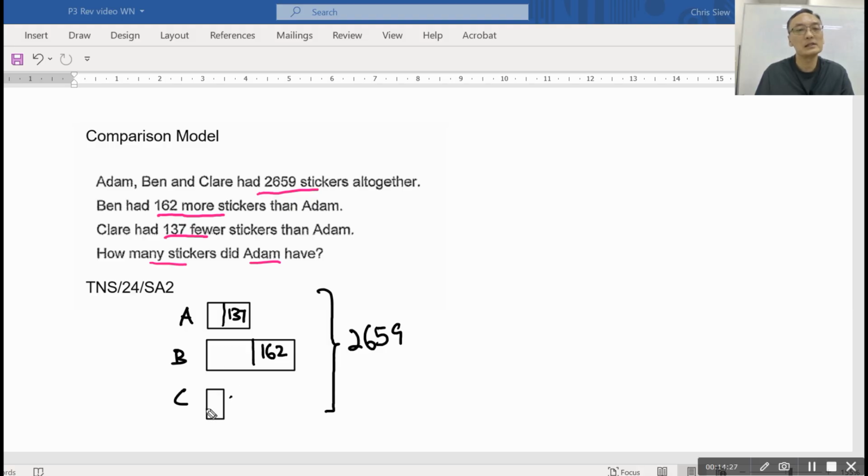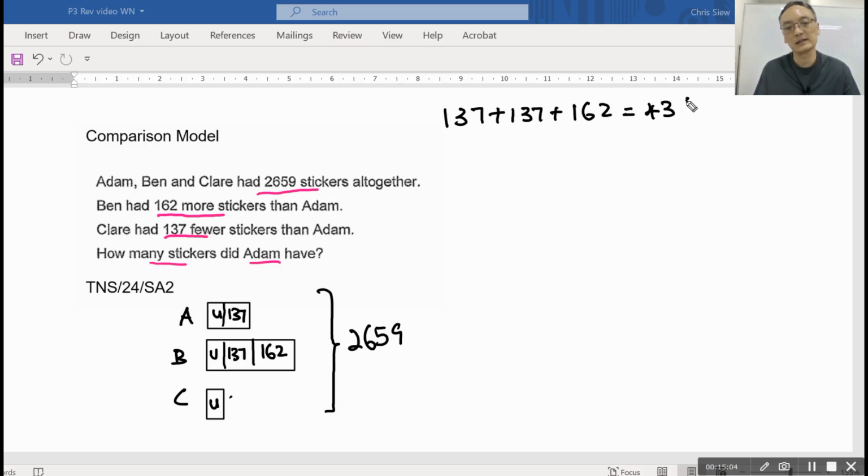Now, before we solve the question, let's add more information. Since Claire is the one with the fewest number of stickers, Claire will be 1 unit, Adam will be 1 unit plus 137, and Ben, okay, let's include this 1 unit and 137 to complete his model. So now we have the full set of information. Now the first thing is we have to add these three numbers, right? 137, 137, and 162. So we add 137 plus 137 plus 162, and we will arrive at 436.